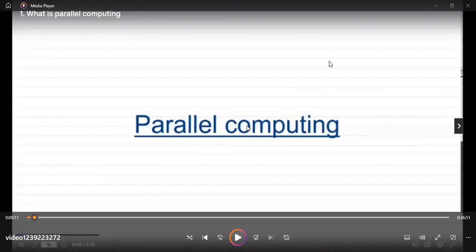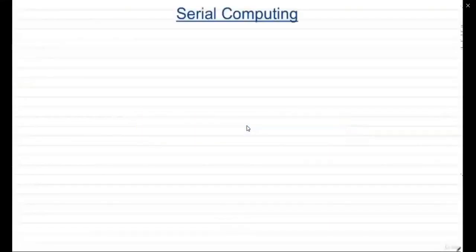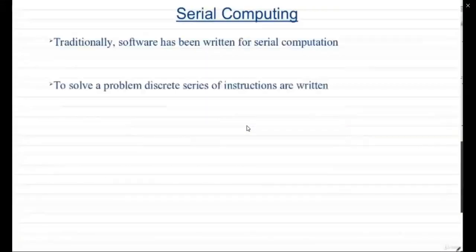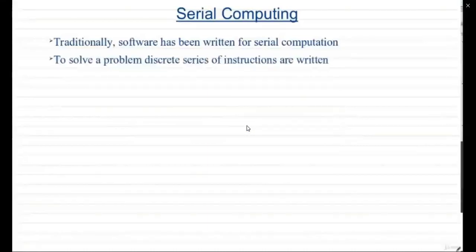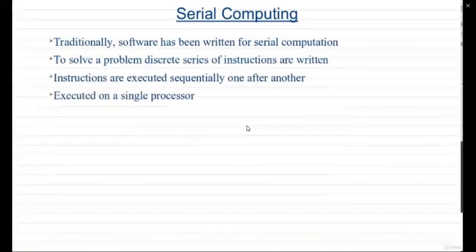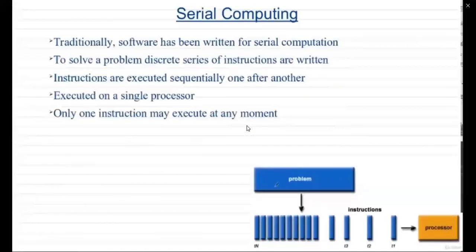Before discussing what exactly parallel computing is, first let's see what serial computing is. Traditionally, we write software so that the computation is done in a serial way. To solve a problem, a discrete series of instructions is first written. Those instructions are executed sequentially, one after another, on a single processor. Only one instruction can be executed on that processor at a time.